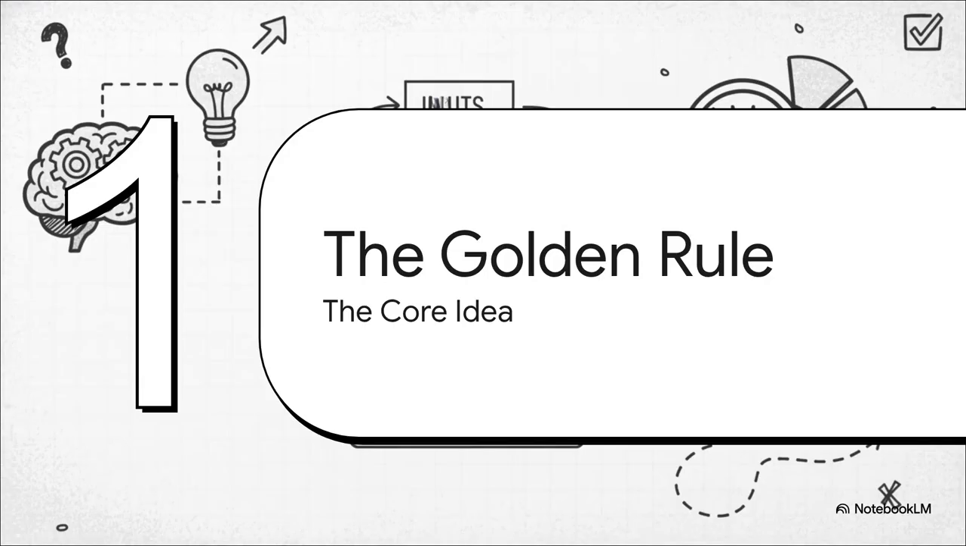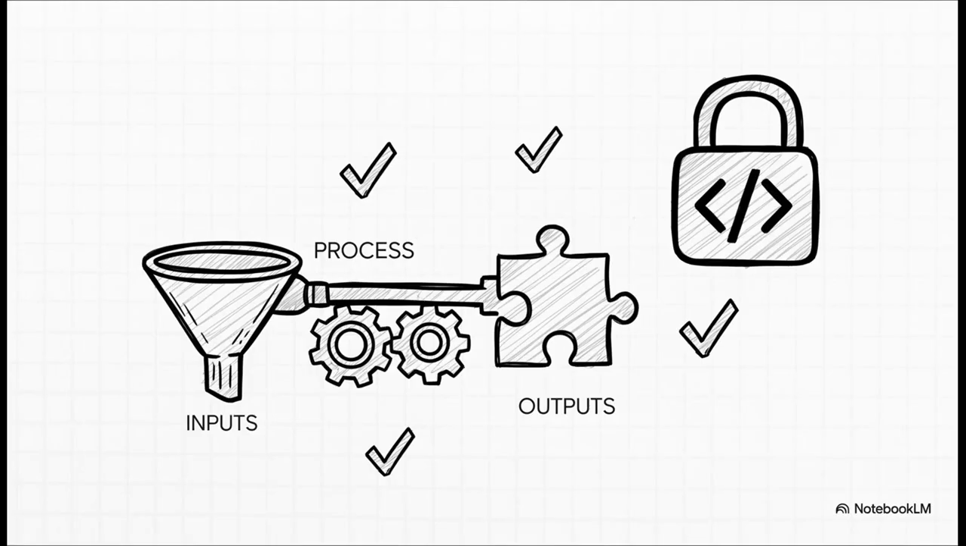So, after all these steps, what's the one big idea you really need to remember? It all boils down to a very simple golden rule for writing effective code. It's this quick checklist. Before you write a single line of actual code, you should always be able to answer these 3 questions. What are my inputs? What are my outputs? And what is the process that connects them? If you know these, I'm telling you, you can code anything.